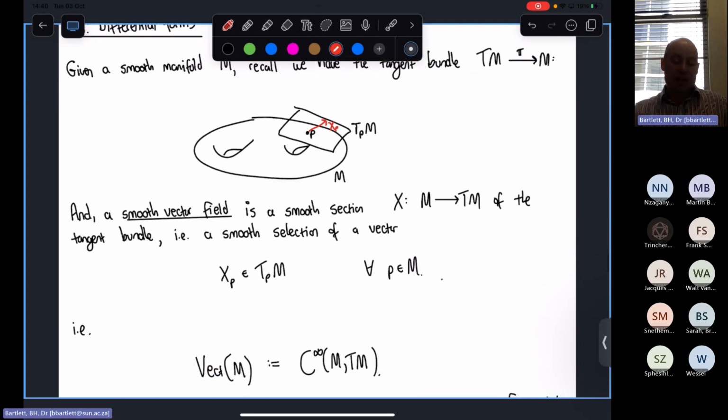In other words, according to this notation I was speaking about earlier, the collection of smooth vector fields is the smooth sections of the tangent bundle. That's what this notation means.